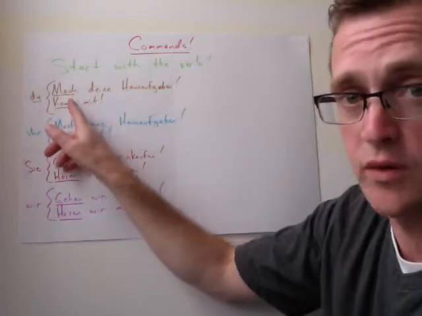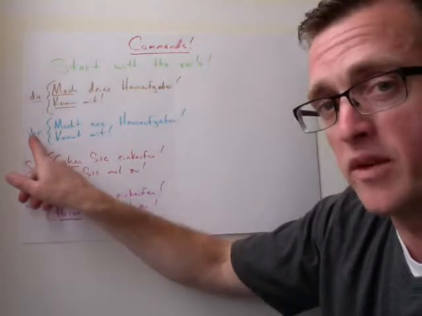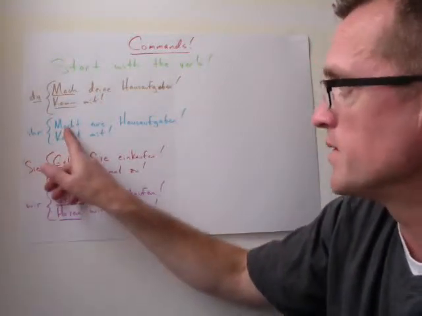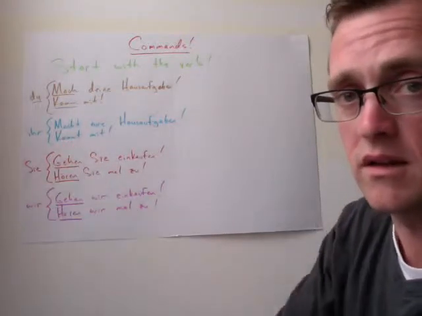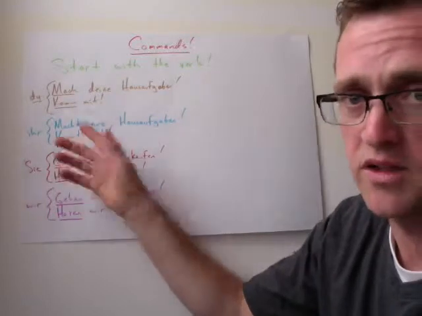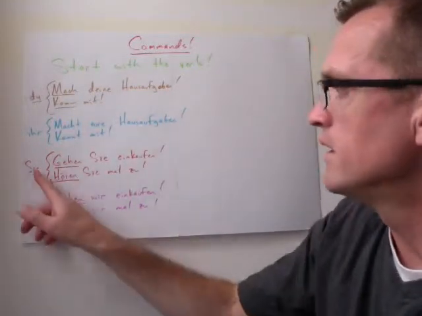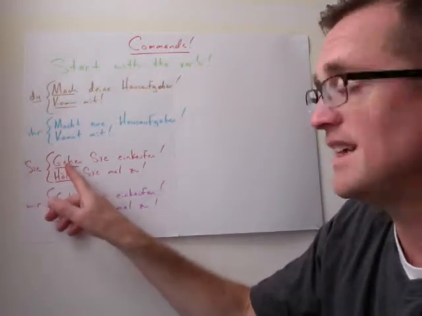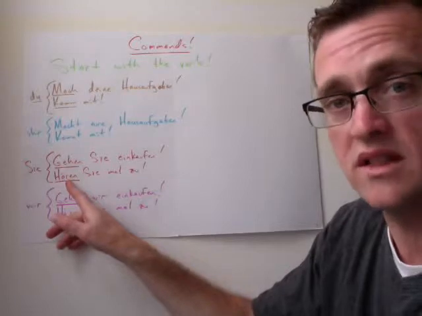Mach deine Hausaufgaben, do your homework. Komm mit, come with. If I'm talking to multiple people that are familiar, friends of mine, I would say macht eure Hausaufgaben, do your homework. Kommt mit, come along. Verb still in the first spot. We're not going to mess with the endings right now, but just as an illustration, with imperative sentences, the verb comes first. If I'm talking to a formal person, I'm going to say, gehen Sie einkaufen, go shopping. Hören Sie mal zu, listen.